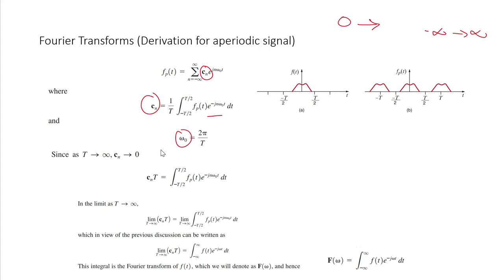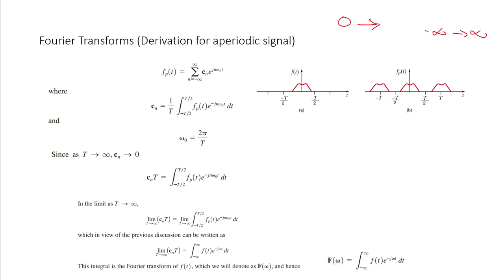So here we say that the signal is not repeating because it is an aperiodic signal. So what we do, we take the whole signal and place it between minus T by 2 and plus T by 2, and then we say that this thing is repeating again and again. If this thing is repeating again and again, it becomes periodic. It was aperiodic, but now it is periodic because we have said that the signal is repeating itself.